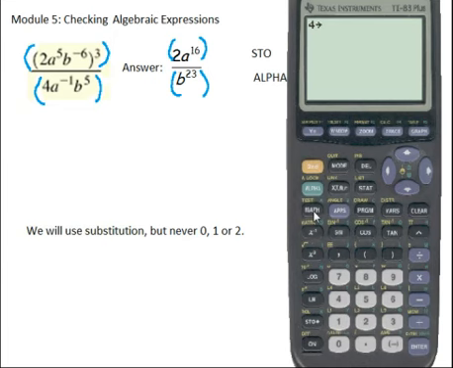So I'm going to push math there, and I get the A, and I'll hit enter, and it's put a 4 in for A. And now I'm going to put 6 for B. I could put anything, okay, except 0, 1, or 2. So I'm going to store it, hit store, which puts 6 in for B, and B's next to the A, enter. And notice I did alpha, then B.